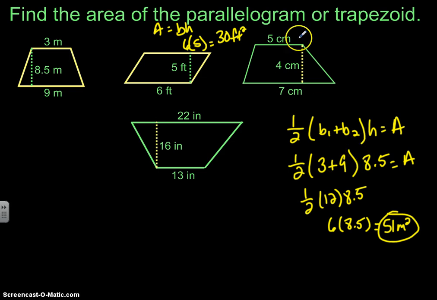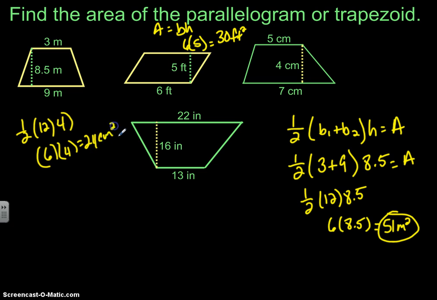I'm going to leave the formula here. But we're going to go ahead. It's 1/2. Let's write it over here. 1/2. Base 1 is 5, base 2 is 7, so if we add those together we get 12 times the height, which is 4. 1/2 times 12 is 6. So 6 times 4 is 24, and it is centimeters squared. There's our answer for this.